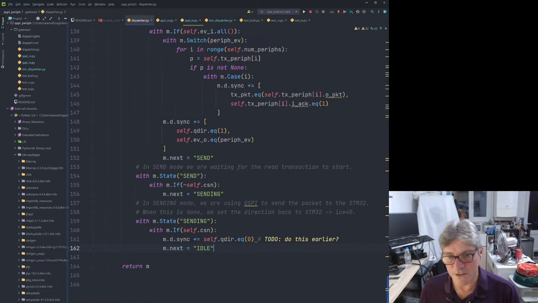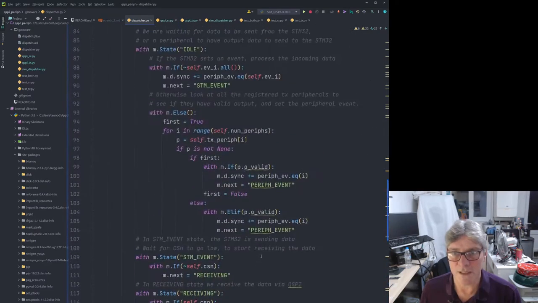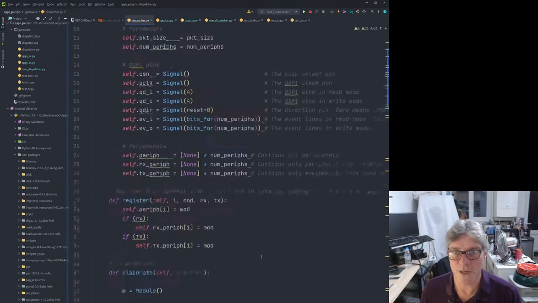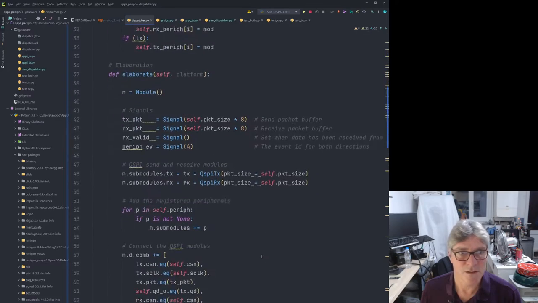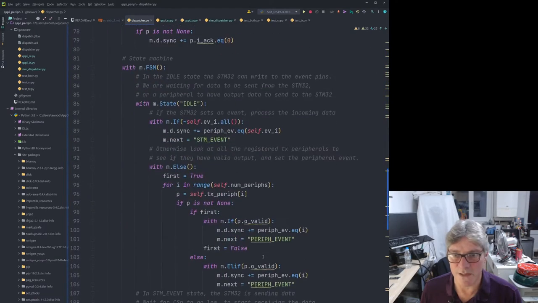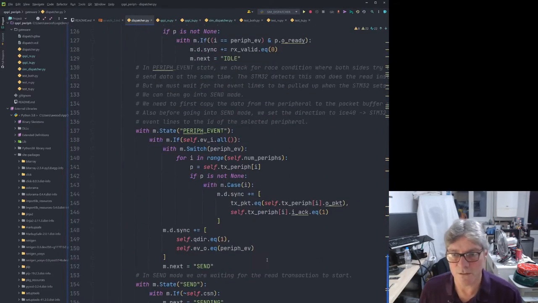And that's it. I know it's fairly complicated, and it did take quite a long time to get here, and we had to deal with a couple of race conditions. But that's just the way of something like this. But it's quite an efficient protocol.